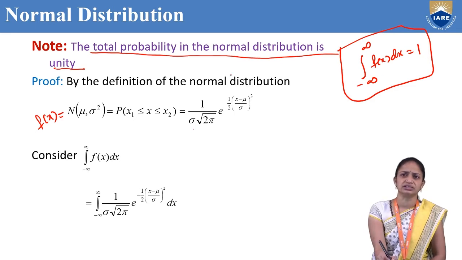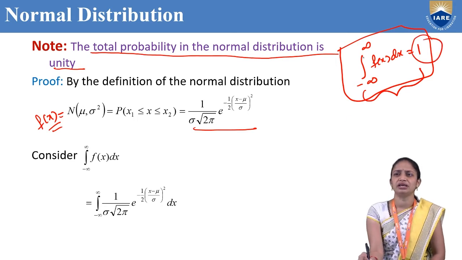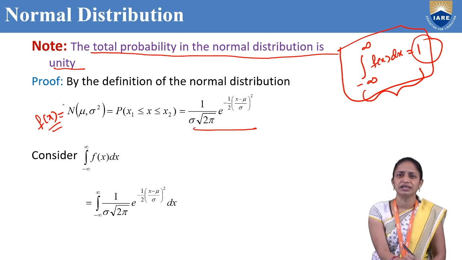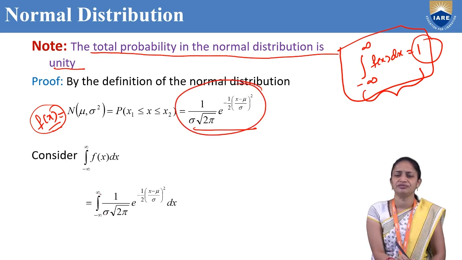Okay, so what is f of x? Here f of x is 1 by sigma root 2 pi e power minus 1 by 2 x minus mu by sigma whole square. Now I am considering only the LHS part, and we have to prove the RHS. The LHS part is the integration over -infinity to infinity of f of x dx, which is the integration over -infinity to infinity of 1 by sigma root 2 pi e power minus 1 by 2 x minus mu by sigma whole square into dx.